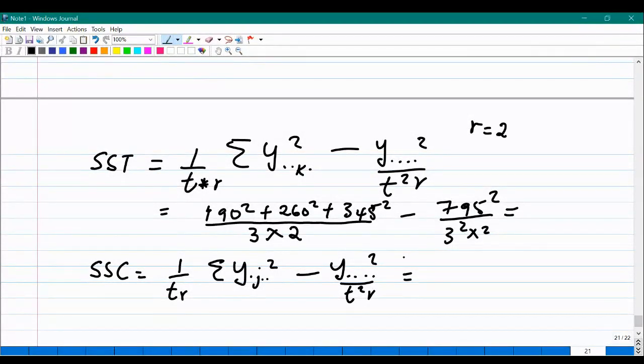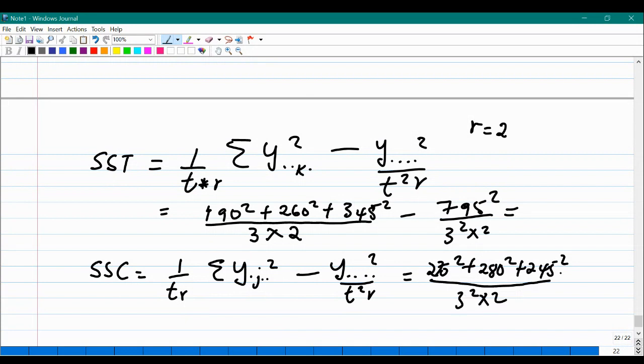So it means here you will have what? 270 squared plus 280 squared plus 245 squared, divided by 3 squared by 2, minus 795 squared over, I think it's 18, right?